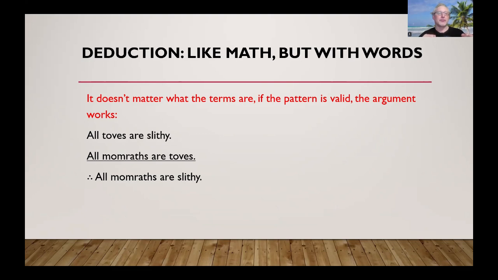As in this argument, all toves are slithy. All mome rats are toves. Therefore, all mome rats are slithy. Even if you don't know what toves and mome rats are, you know they're slithy. Cool, huh?